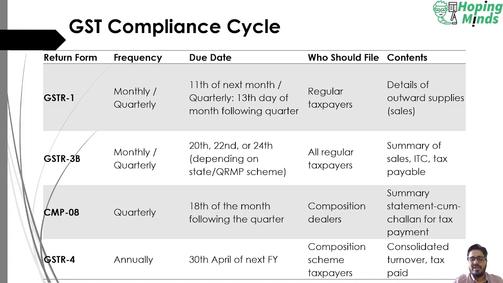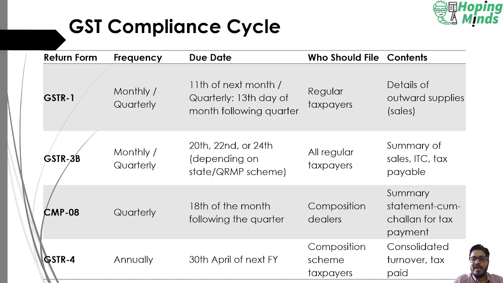In CMP 08, the taxpayers are required to declare their turnover during the quarter and pay taxes at the rates as per the services provided or goods supplied. For example, if I am a businessman having a restaurant and I have opted for the composition scheme, then I have to declare my quarterly sales in the CMP 08 and pay GST at the rate of 5% on the total turnover without availing any credit.